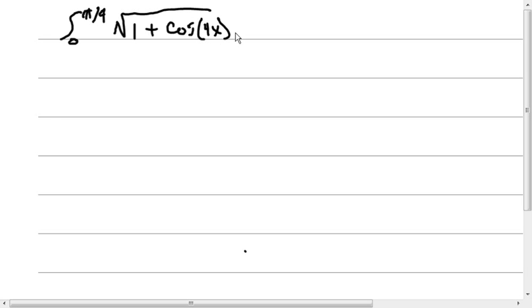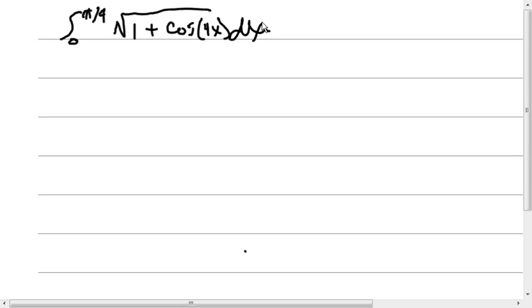Okay, in the next part of this section, we deal with the problem of eliminating a square root. And the problem they give us looks something like this. Integrate over the interval 0 to pi divided by 4 of the square root of 1 plus cosine 4x dx.